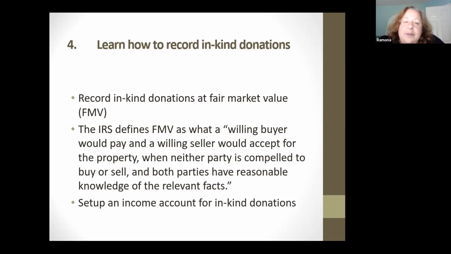So sometimes the organizations will have an issue, not necessarily an issue, but they're like, well, what do we do with this? How to record this? So basically, the IRS says that we need to record this at fair market value. So what is fair market value? And I have the actual IRS definition. It's what a willing buyer would pay and a willing seller would accept for the property when neither party is compelled to buy or sell, and both parties have reasonable knowledge of the relevant facts.